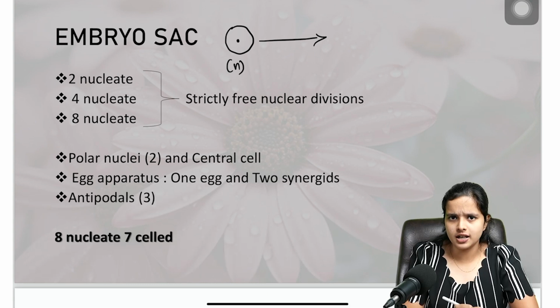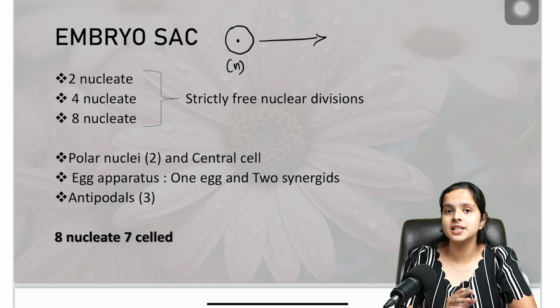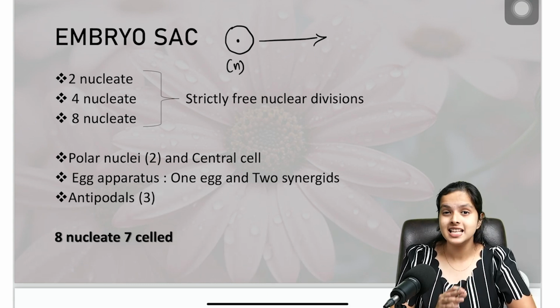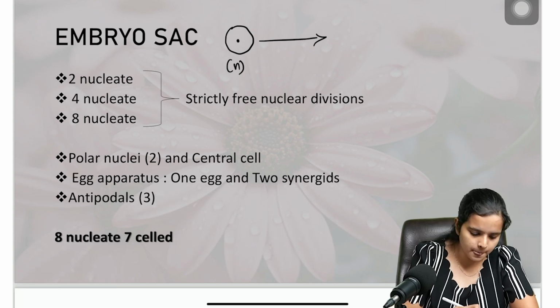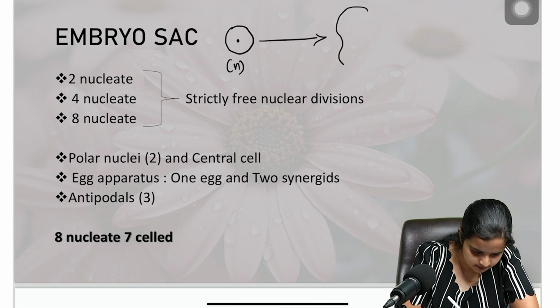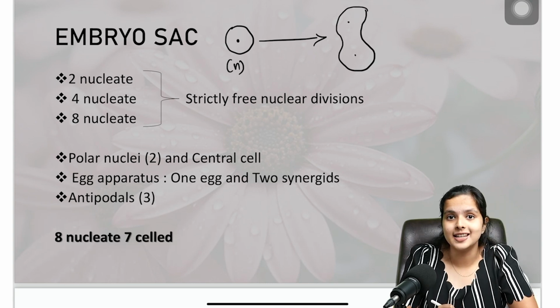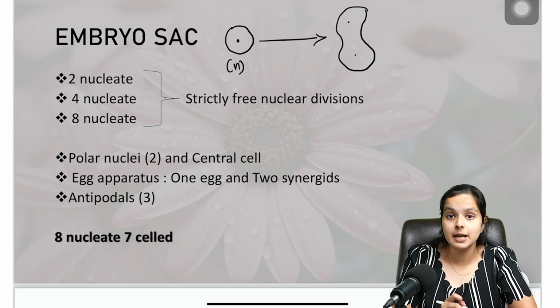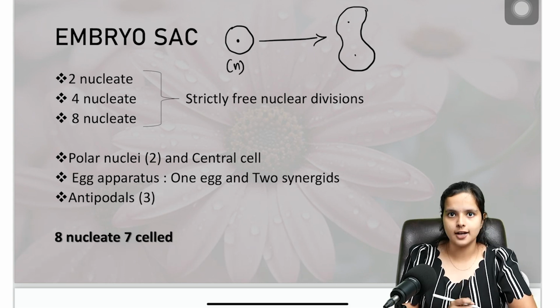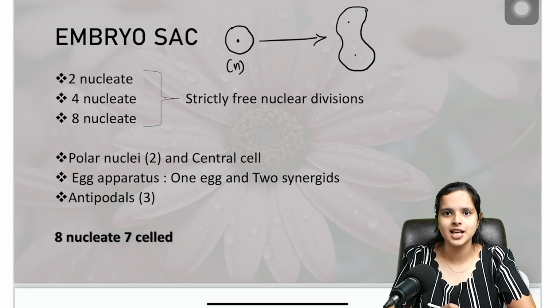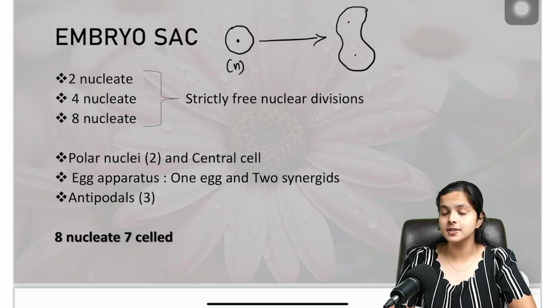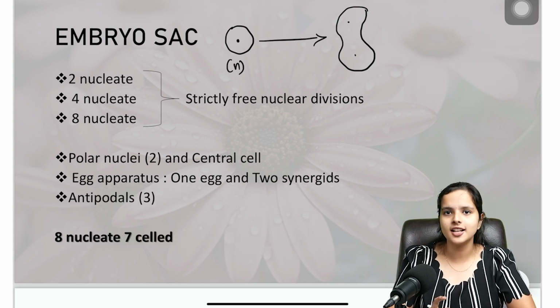So basically, it's not a complete mitosis. We can't call it a complete mitosis. It's simply a division similar to mitosis, but cell division is not followed. So how will that be? You'll still have only one cell, but you'll have two nucleus. So basically, only the nucleus is dividing. Keep that in mind. In the initial stages of embryo sac development, you'll only have karyokinesis. You'll not have cytokinesis. In other terms, you'll only have nuclear division. You'll not have cellular division.